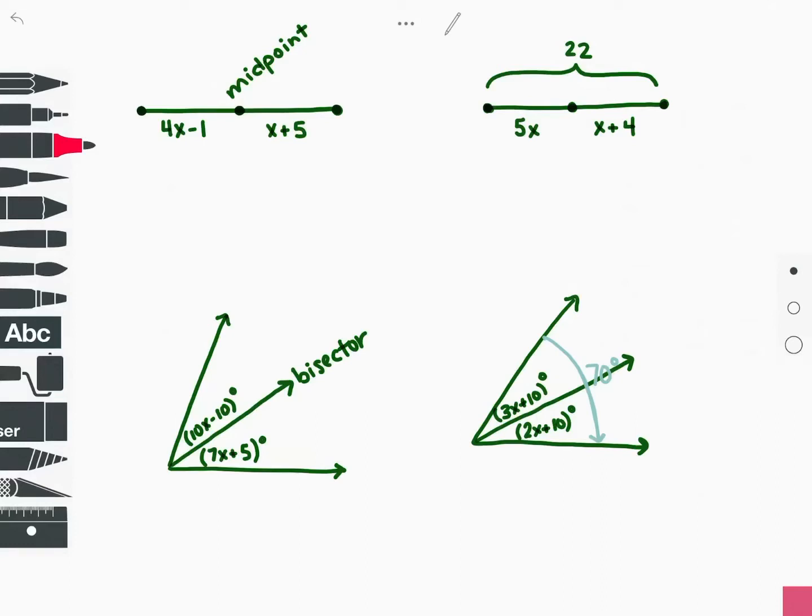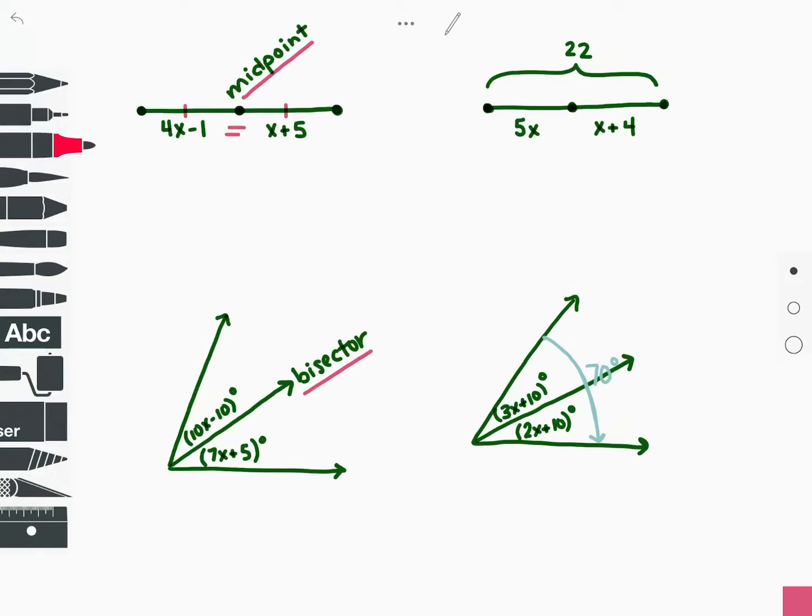Let's review how algebra sneaks its way into our geometry. Some of the key words to look for are midpoint and bisector and complementary and supplementary. Those are all some key words to look for. So if you see midpoint, we know that midpoint means that has split the segment into two equal pieces.